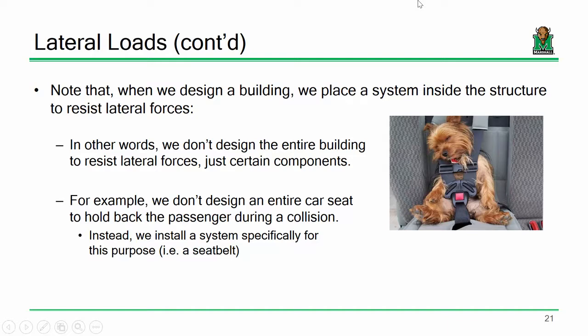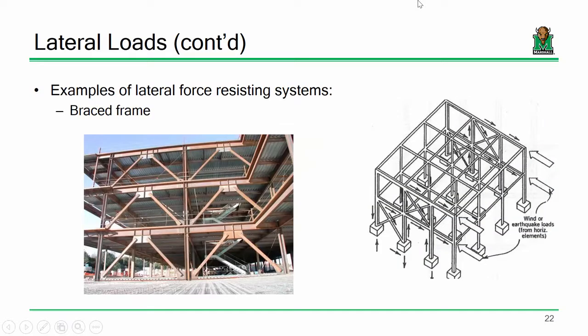We don't design the entire structure to resist wind and seismic forces. We only design a certain portion of it. It's kind of like looking at car seats. We don't design the entire car seat to hold you back in the event of a collision. We only design a certain component of it to do so, and we call that component a seat belt. Well, we do the same thing in buildings for wind and seismic.